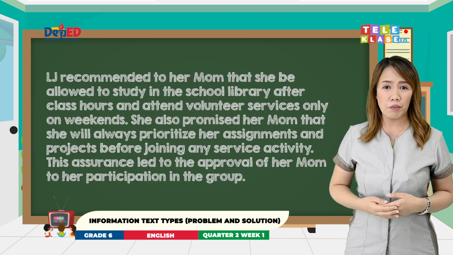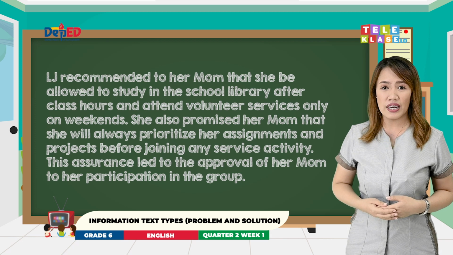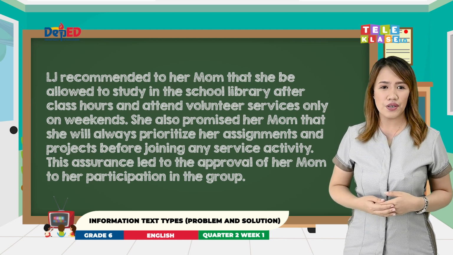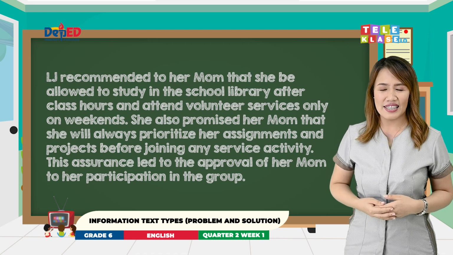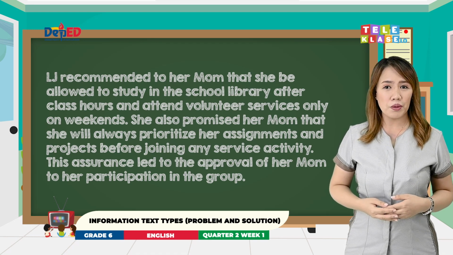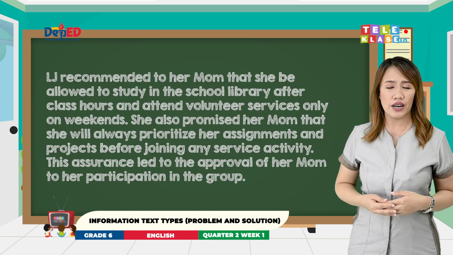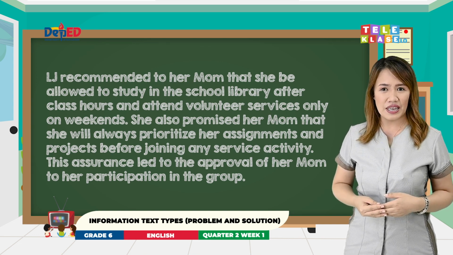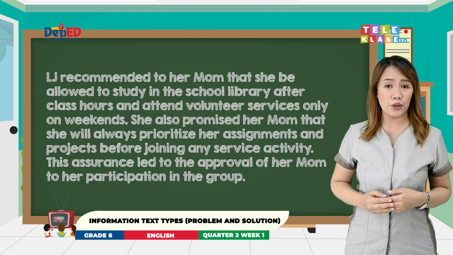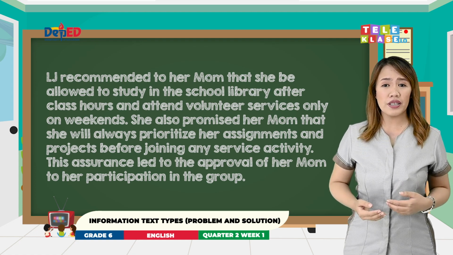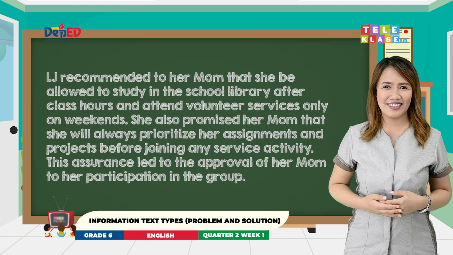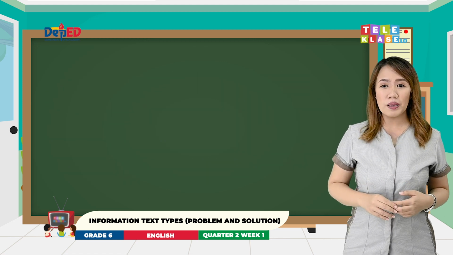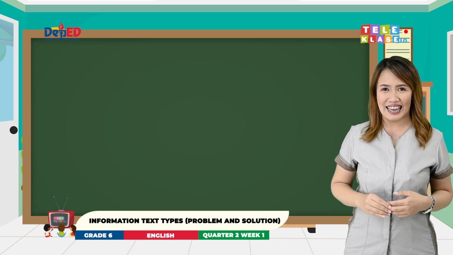LJ recommended to her mom that she be allowed to study in the school library after class hours and attend volunteer services only on weekends. She also promised her mom that she will always prioritize her assignments and projects before joining any service activity. This assurance led to the approval of her mom to her participation in the group. You have 1 minute to complete the graphic organizer with problems and solutions found in the text.